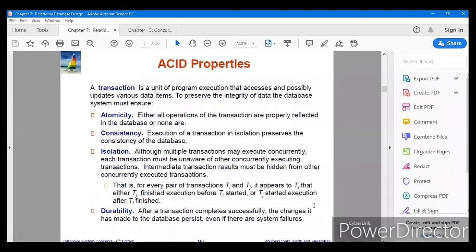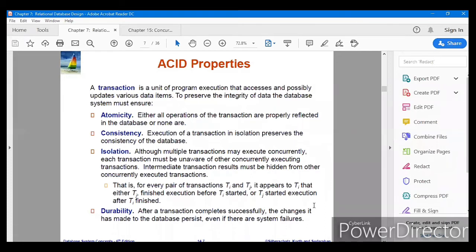So the ACID properties of a transaction are as follows. A stands for atomicity: the transaction is either null or full, ensured by commit. Then consistency: the transaction preserves the consistency of the database. All the copies should have the same data item value.